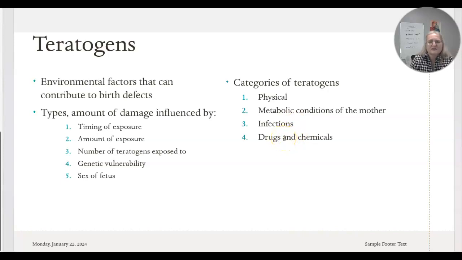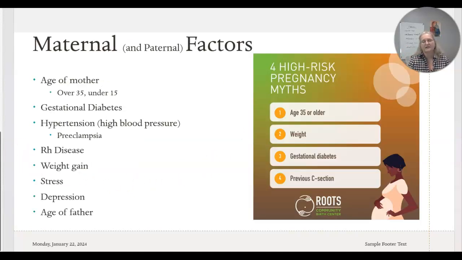Drugs and chemicals. This is legal drugs, prescription drugs, chemicals in the environment such as lead, toxins, such environmental toxins such as the stuff you get in the kitty litter box. That's what falls under all of these categories. So there's lots of variables at play. So this slide is a short list of all of the maternal and paternal factors that influence successful prenatal development.